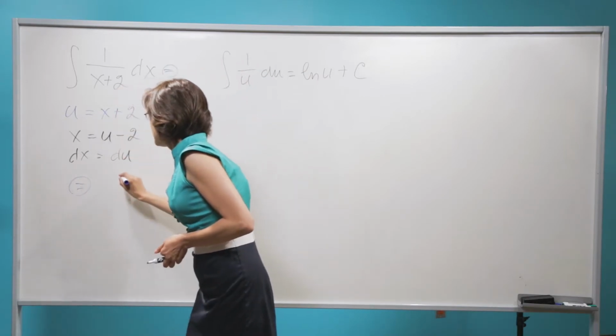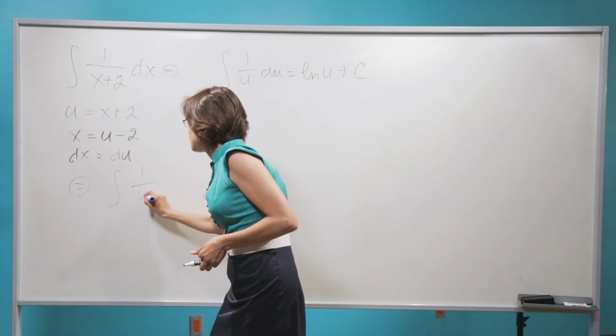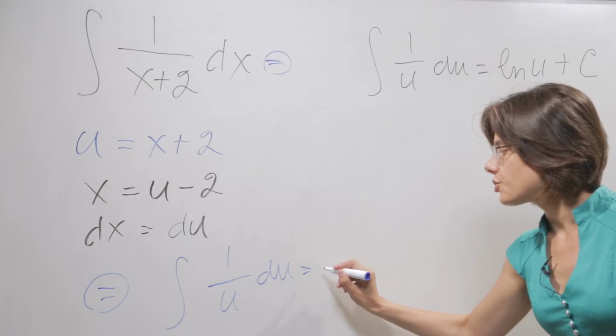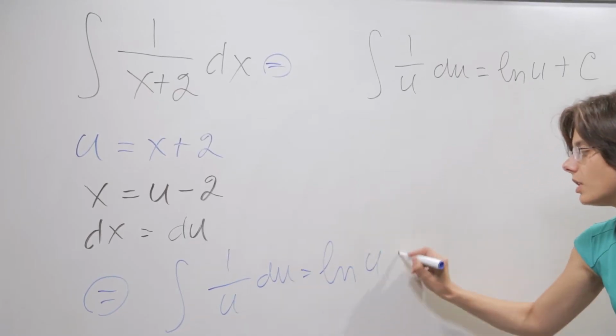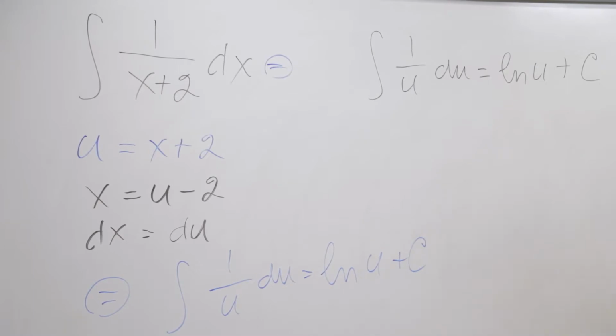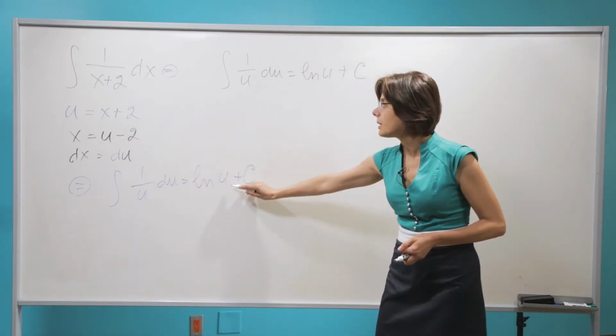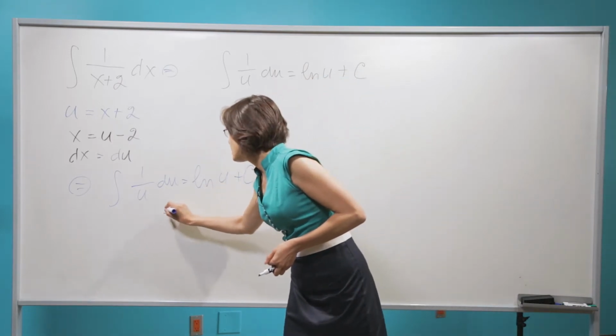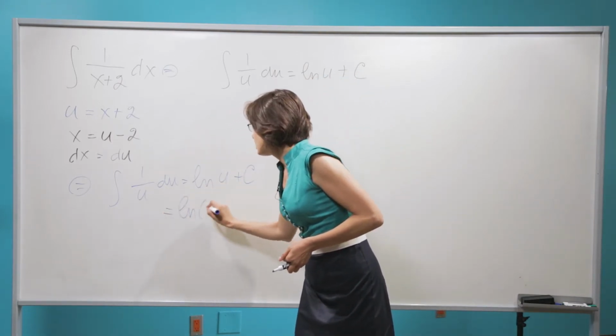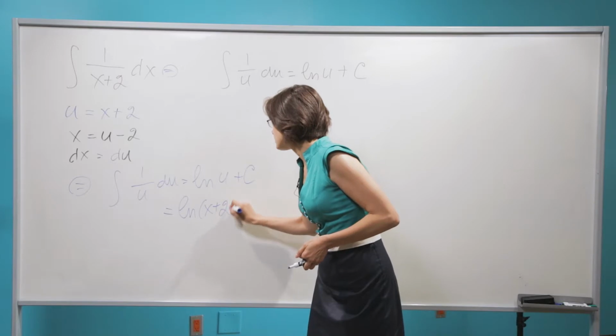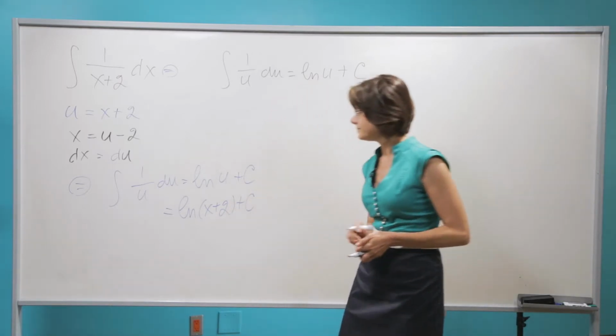So we have the integral of 1 over u du, which is just the natural logarithm of u plus constant c. And now we have to go back to our substitution. So instead of u, I just rewrite x + 2. So the final solution is the logarithm of x + 2 plus constant c.